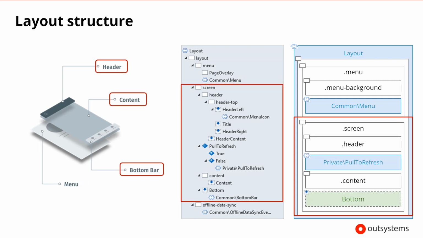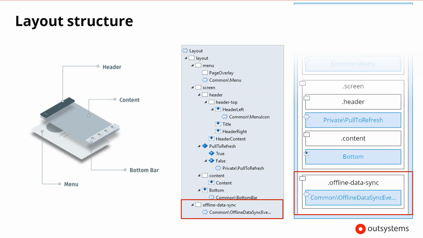The Common Menu block is where the actual content of the menu is implemented, such as the navigation links. Next, we have the screen container with the widgets that are visible on the screen, and it has the screen style class. Inside this container, we have important widgets such as the header container with content for the screen header, and it has the header class, the pull to refresh block to handle the pull to refresh functionality, the content container that contains the widgets of the screen content, and it has the content class, and the bottom placeholder that can be used to place a bottom menu for quick navigation. Finally, the offline data sync container and block are present on every layout to make sure every single screen can handle the sync events, like when the device comes online.